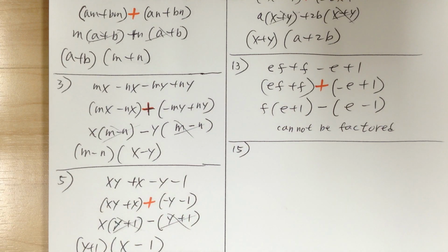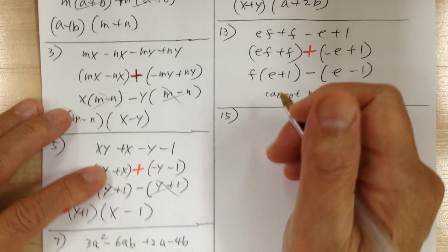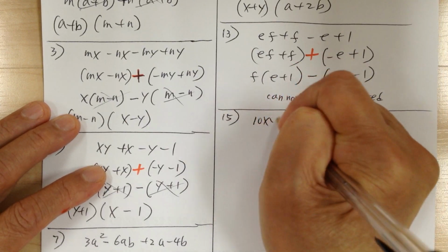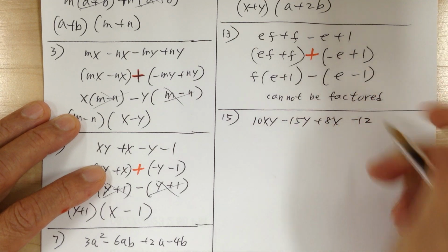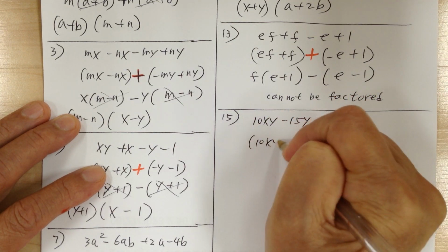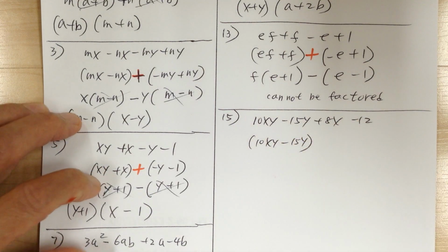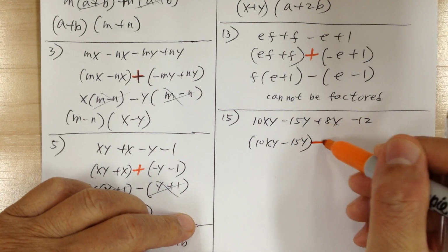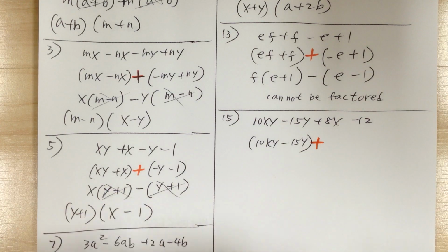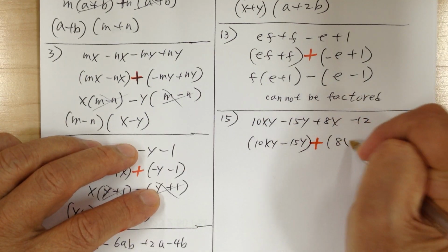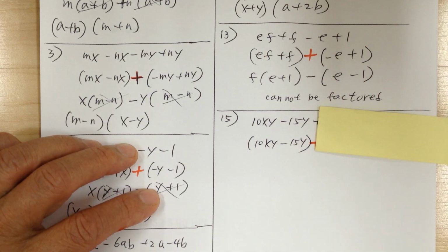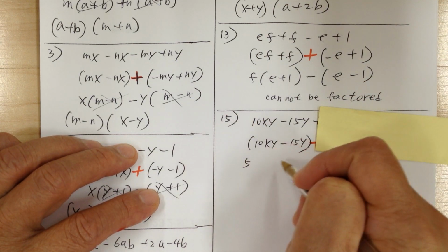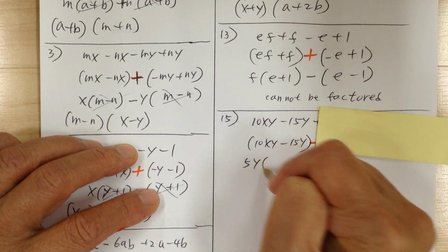Okay, let's go to 15. Okay, you got 10xy minus 15y plus ax minus 12. So let's go and group them. So we put a plus between the group. Okay, so you got ax minus 12. Okay, again, let's do one group at a time. So 10 and 15, you can factor out the 5, and you can factor the y.